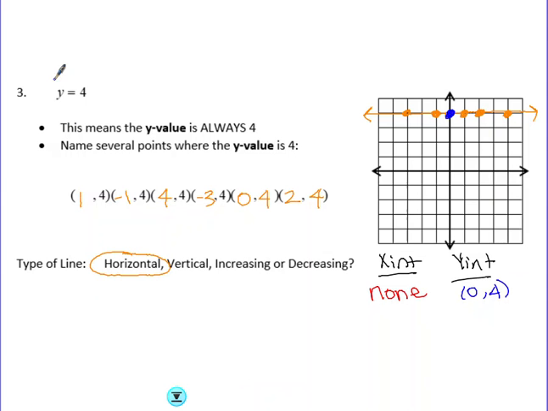So every time you have an equation that is just y equals a number, you're going to end up with a horizontal line. And horizontal lines have no x-intercept, but they do have a y-intercept.